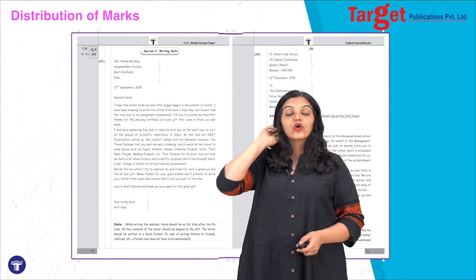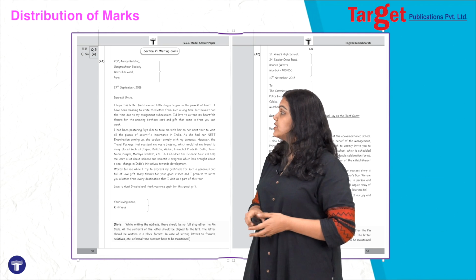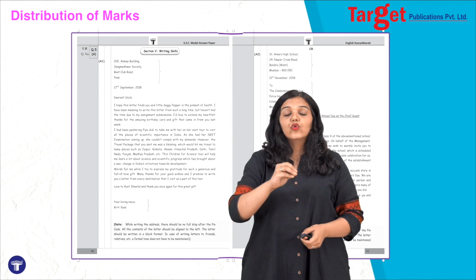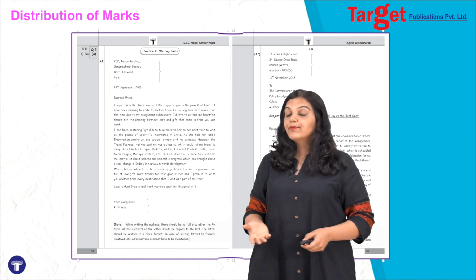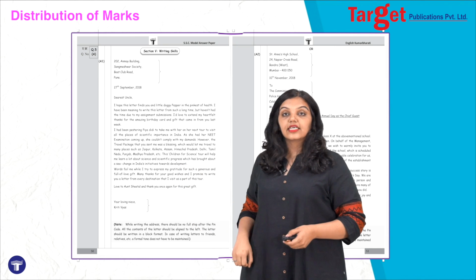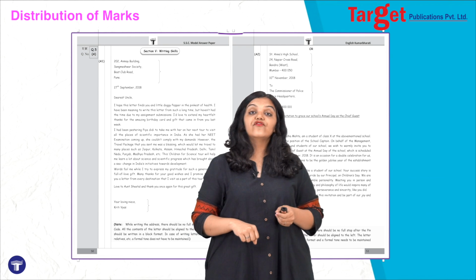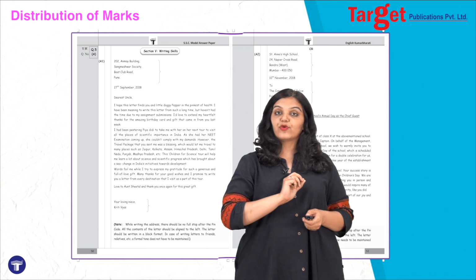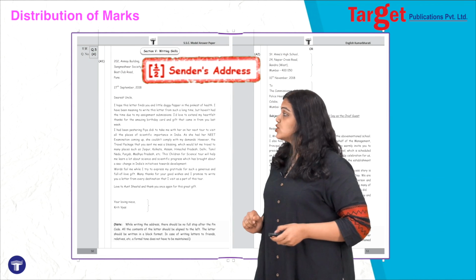So if you take a look at the solution for every subject in the first paper solution, we have given you a distribution of marks telling you which portion of the answer is worth how much. For example, we all know about letter writing. Here I have an informal letter and to my left is a formal letter. In an informal letter, there are certain marks provided to certain sections. Let's quickly go through what these sections are.